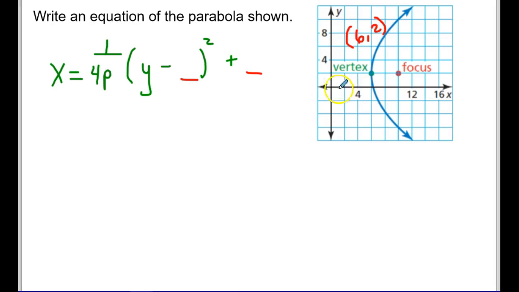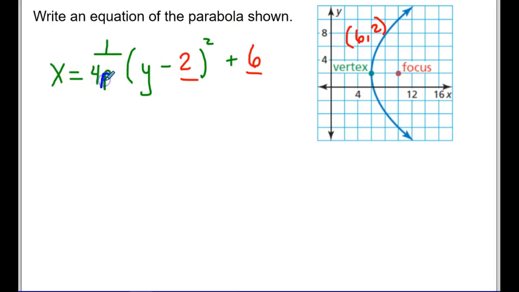That's where my vertex is. And I just counted using my graph. Okay, so now I know, since y is in here, the y part of my vertex has to go in there. Since my x is out here, the x part of my vertex goes there. So now all I have to do is find my p value, right?